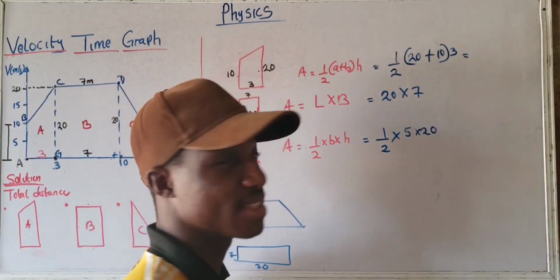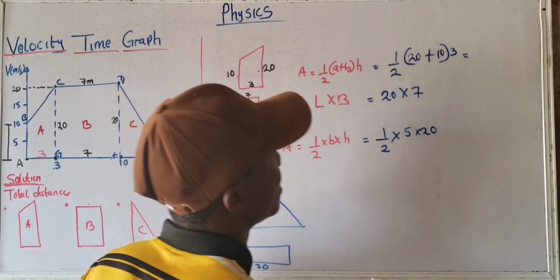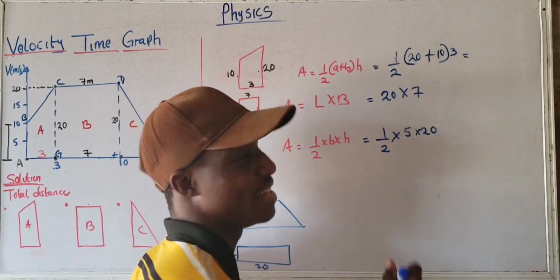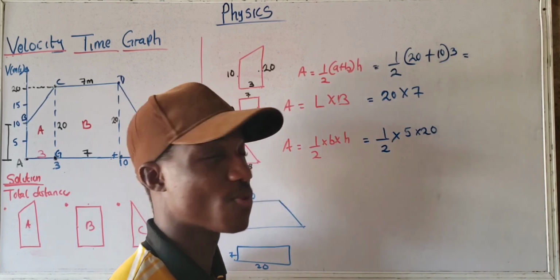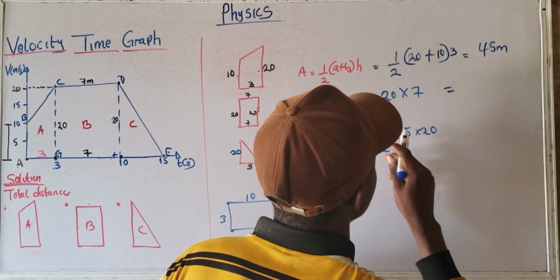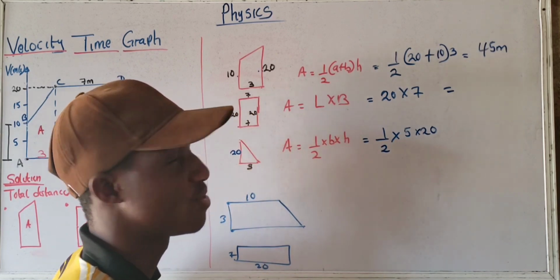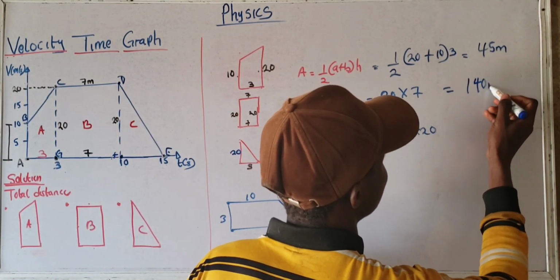20 plus 10, that is 30. 30 times 3 is 90. Okay? 90 divided by 2 is 45. So I'm going to have 45 meter here. Then 20 times 7. 20 times 7 is 140. Okay? So I'm going to have 140 meter here.